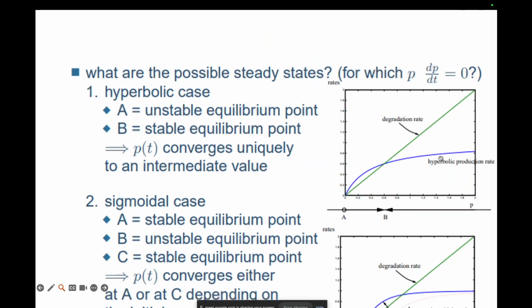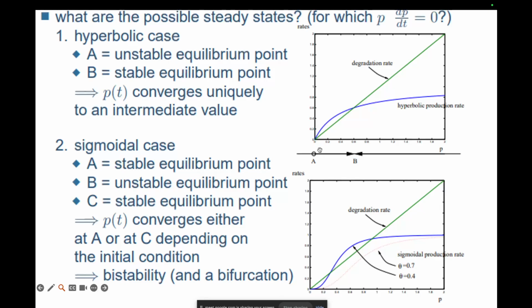Here I will just zoom in. A is an unstable equilibrium point. B is your stable equilibrium point. This green line is giving you the degradation rate, and this is your production rate. So these two points are steady state points. This is an unstable steady state point, and this is a stable steady state point. And P(t) converges uniquely to an intermediate value, stagnating at a particular intermediate value.